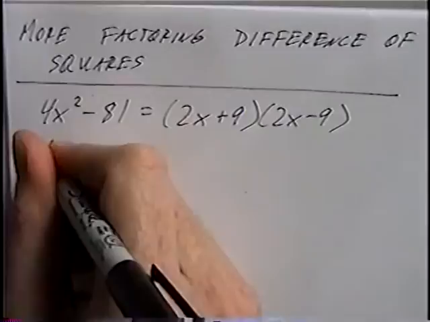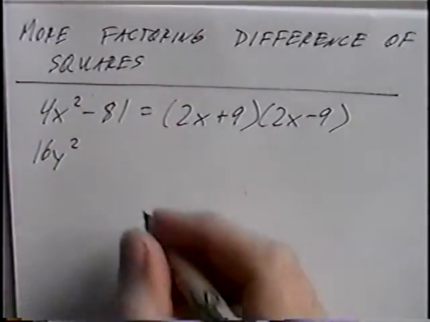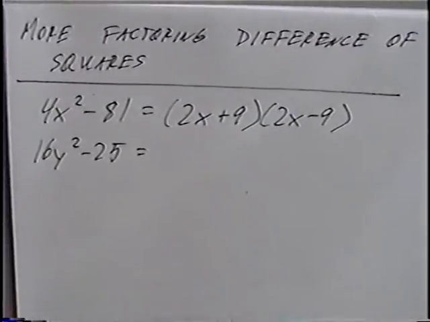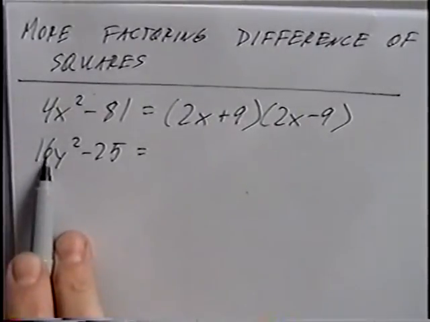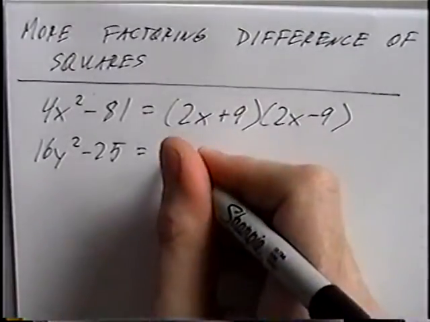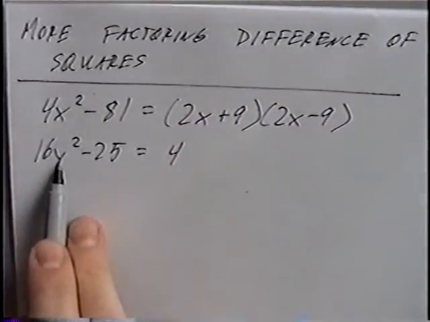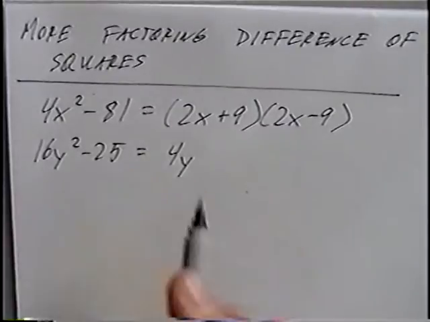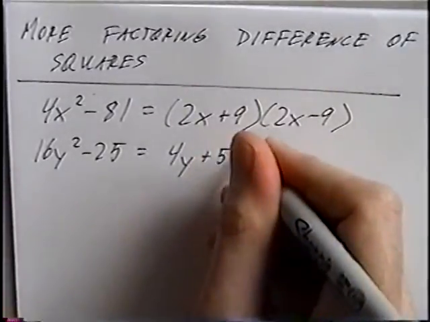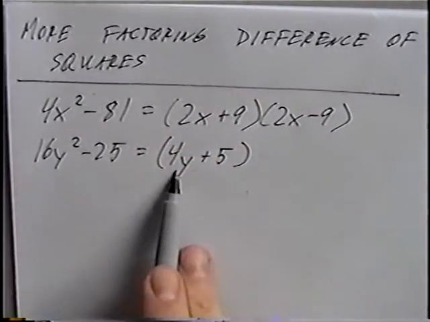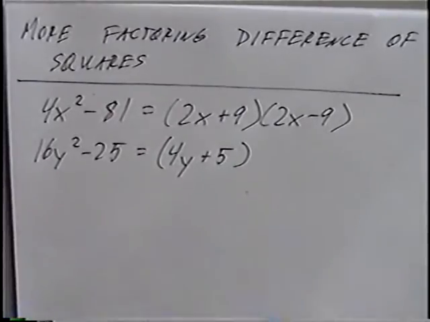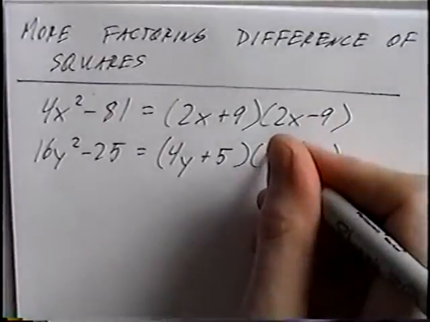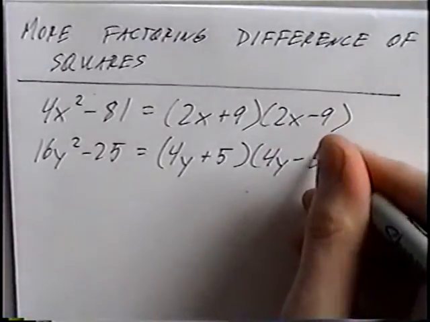Last problem that we'll do together for the section, 16y squared minus 25. Again, take the square root of each number. In this case, it's 4. Take the square root of the variable, which would be y, and take the square root of 25, which would be 5. So your first parentheses would be 4y plus 5. Second parentheses, just change it to a minus: 4y minus 5.